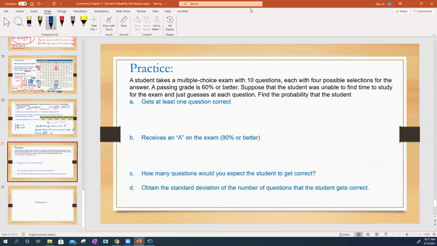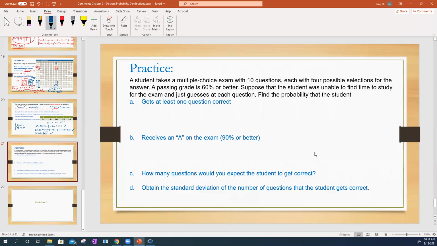Then we can look at this practice problem. A student takes a multiple choice exam with 10 questions, each with 4 possible selections for the answer. A passing grade is 60% or better, and suppose that the student was unable to find time to study for the exam and just guesses each question. We want to find the probability that the student A, gets at least 1 question correct, B, C, and D, answer all those questions.